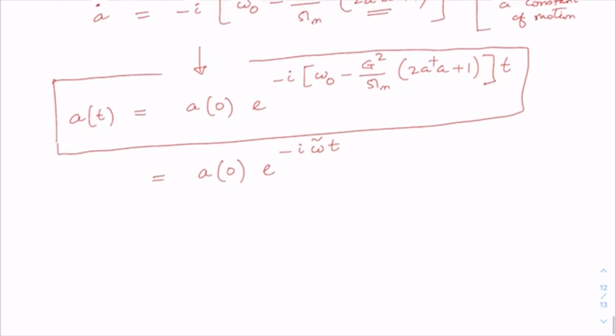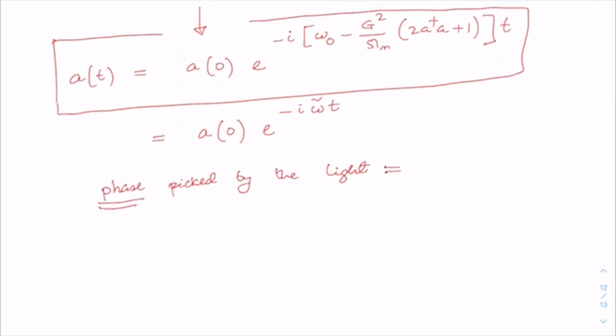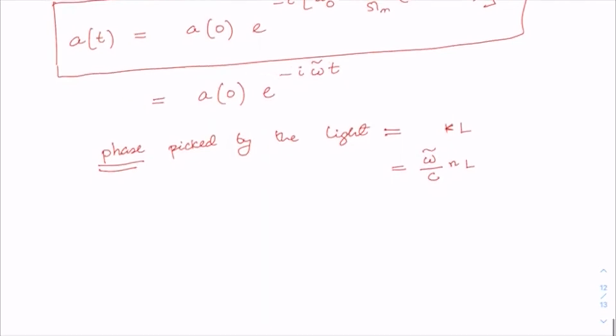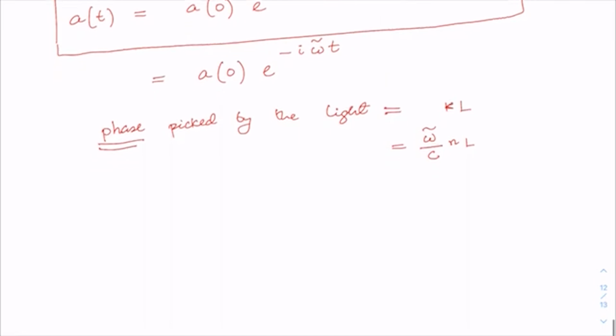So this implies that the phase picked up by the light mode is equal to the propagation vector of the light field times L. Don't get confused with kappa. This is simply k, the propagation vector, which is equal to omega tilde by c times the refractive index times the length of the cavity. If the refractive index is generally, say, 1. Anyway, this is the phase as seen by the light mode.